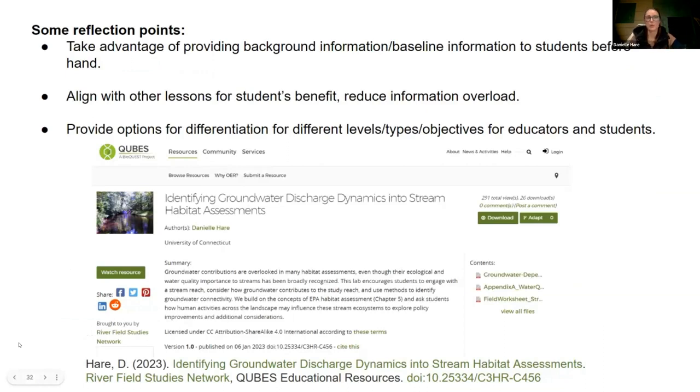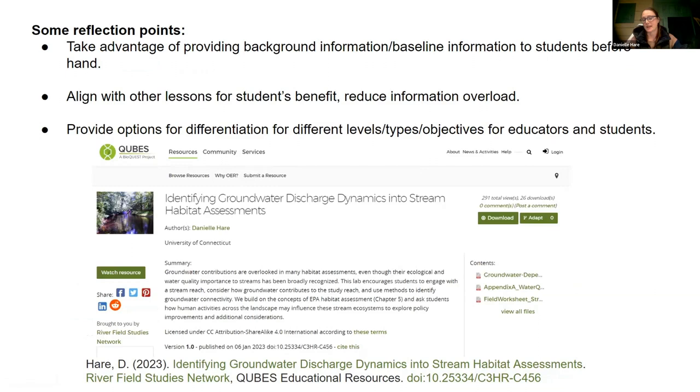So just some reflection points for you going into doing this, some things that I wish I did or thought worked well. Taking advantage of the background information or baseline, trying to make sure the students are up to speed before we get out there and do the practice one. Sounds straightforward, but could have made better use of that.